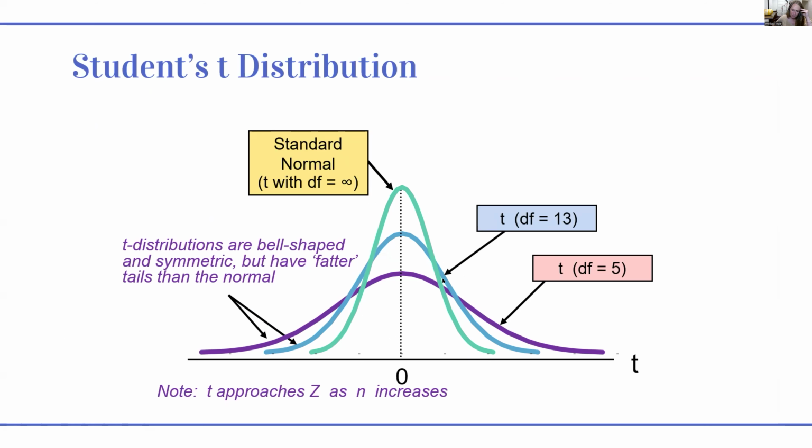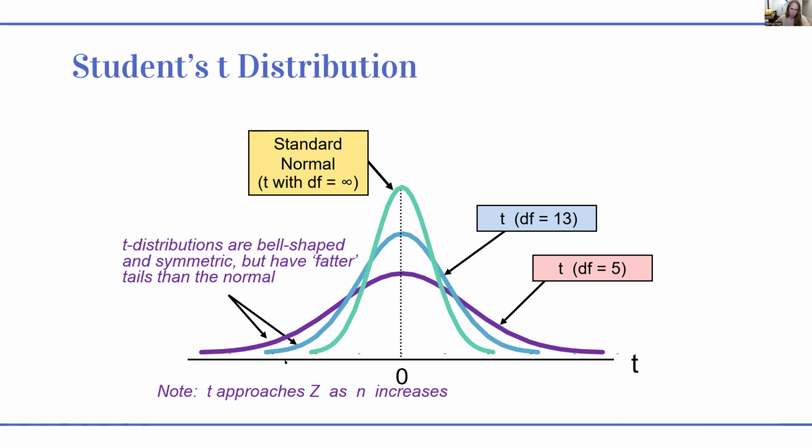In this one, you have 13 degrees of freedom. So you have how many observations? 14 observations. It's a little bit more spread out than the standard normal, and it's a little bit fatter because there's a little less certainty. There are fewer values concentrated around the mean because the mean is uncertain. Degrees of freedom 5, it's even more spread out and fatter.